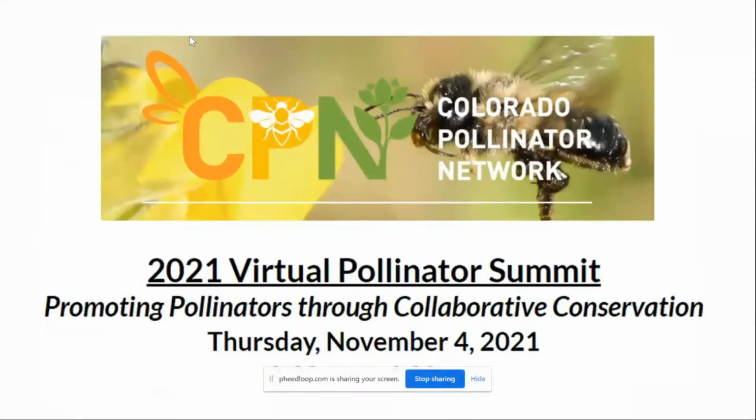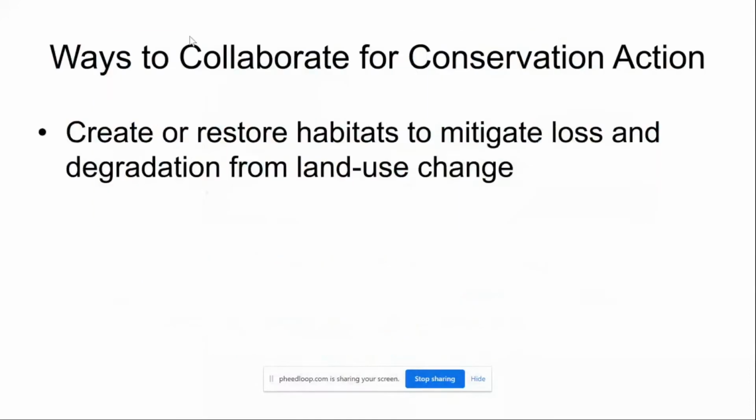I think that really ties in well with the theme for this year's summit. If you'll notice, this isn't happenstance. Promoting pollinators through collaborative conservation came about because of feedback we received from people from last year's summit. While they really enjoyed hearing about all of the different conservation initiatives and research efforts going on in Colorado, what they were looking for were ways to collaborate, to give back to those conservation efforts. And so we wanted to bring you ways to collaborate in this summit.